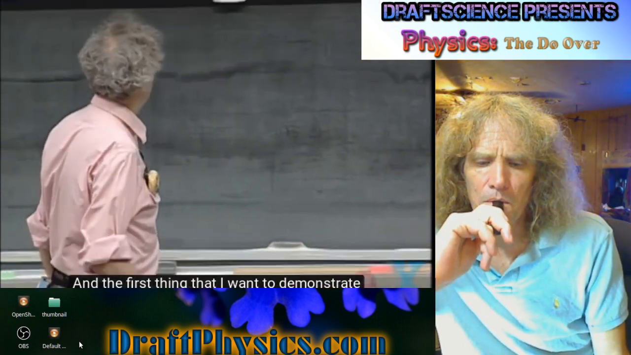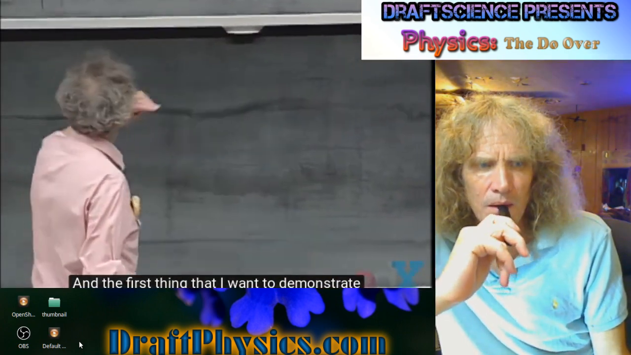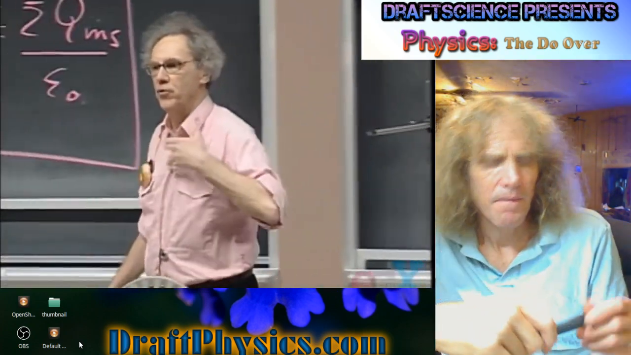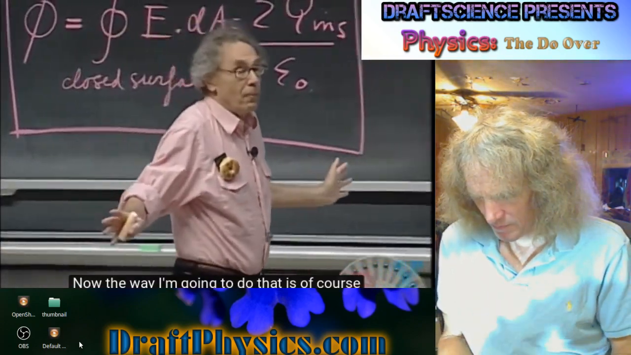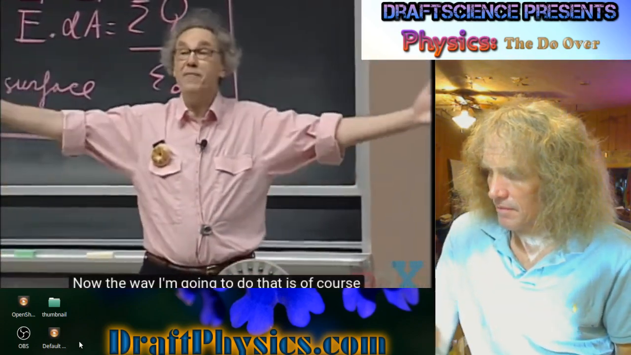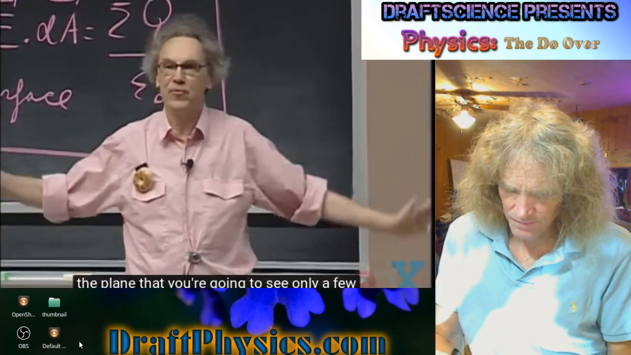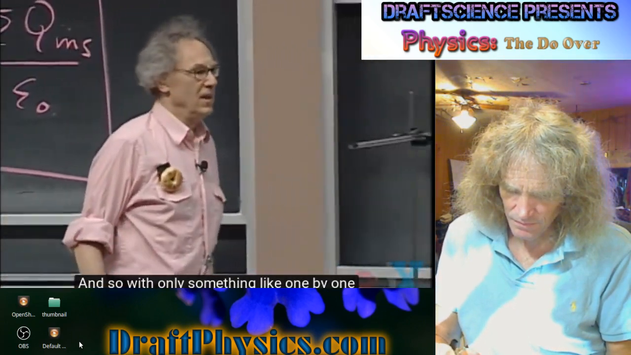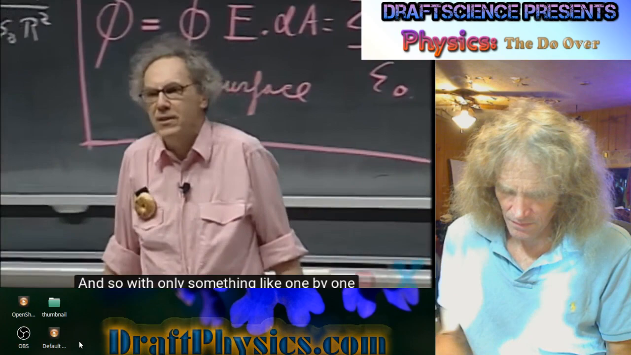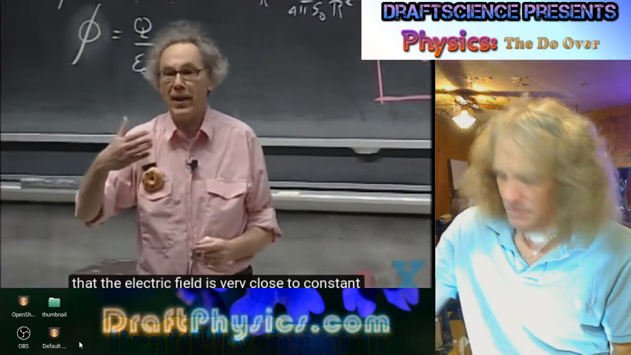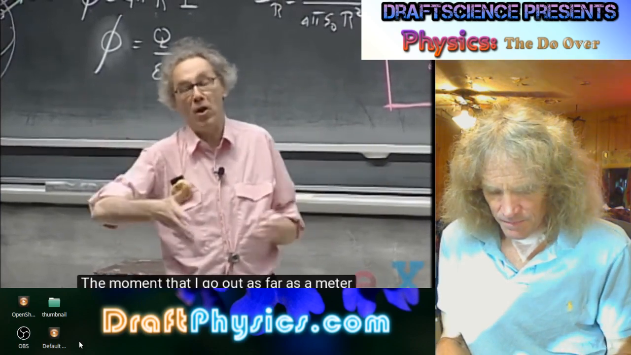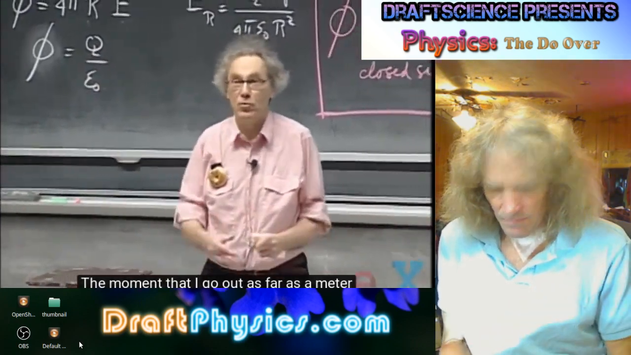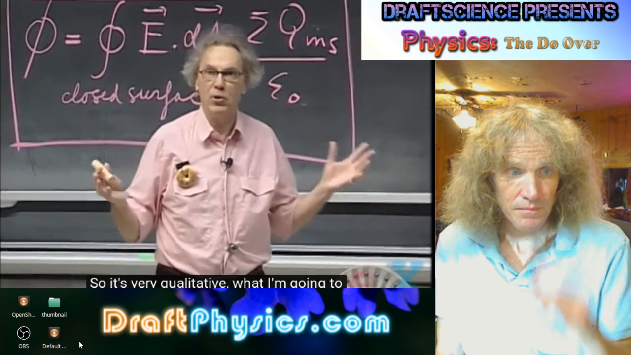And the first thing that I want to demonstrate is that the electric field outside a large plane is more or less constant. Doesn't matter how far away you are. Now, the way I'm going to do that is, of course, I don't have an infinite large plane. The plane that you're going to see is only a few square meters in size, something like 1 by 1 meter. Then it would only be true that the electric field is very close to constant if I stay very close to that plane. The moment that I go out as far as a meter, of course, it's no longer true. So it's very qualitative what I'm going to show you.